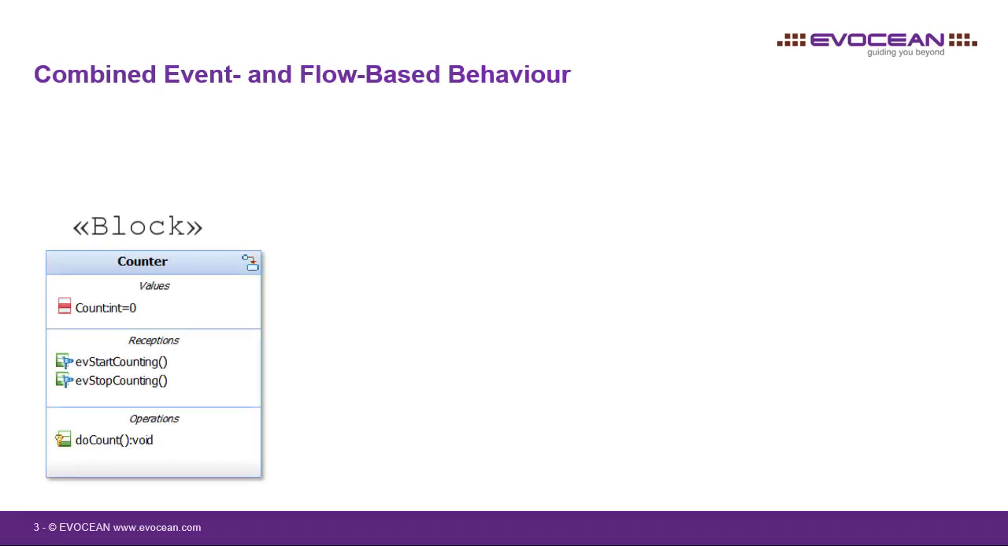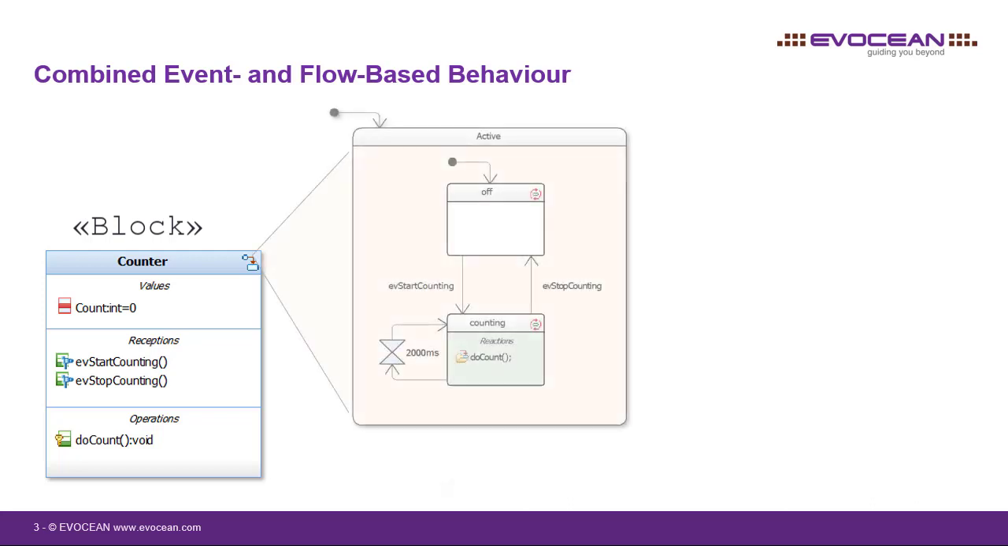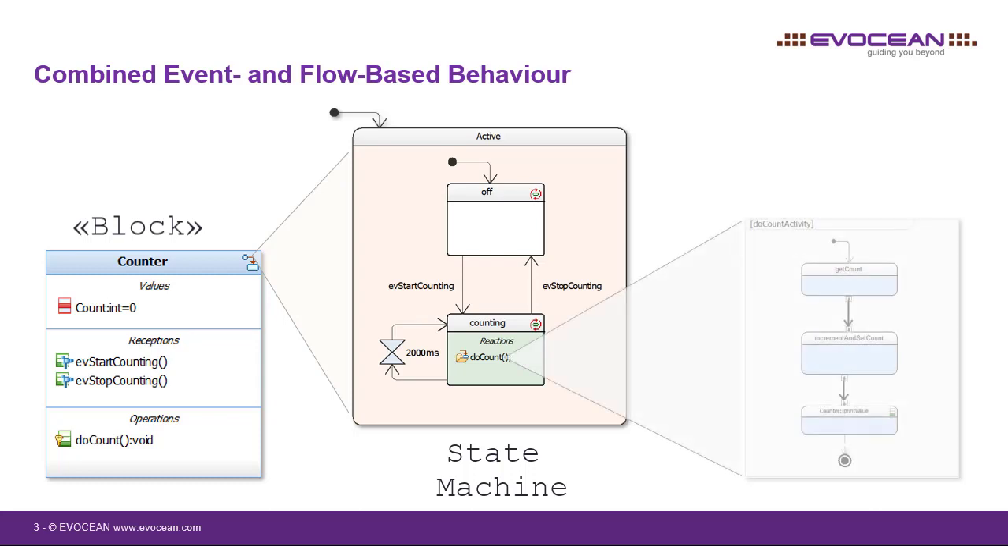A state machine can be used to describe the state-based behavior of a block throughout its life cycle, which is defined in terms of its states and transitions between them. On the other hand, activity diagrams can be used to express in more detail what happens when a block is in a certain state, or when it transitions between states, or when it enters or exits a state. This leads us to a model that consists of both an event-based state machine with flow-based activities.